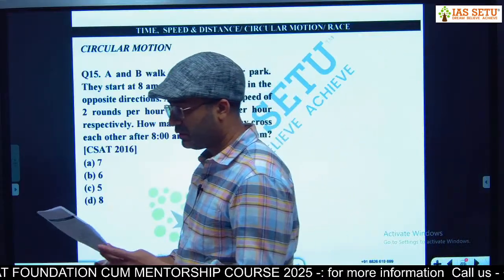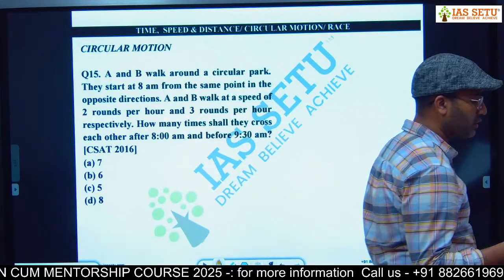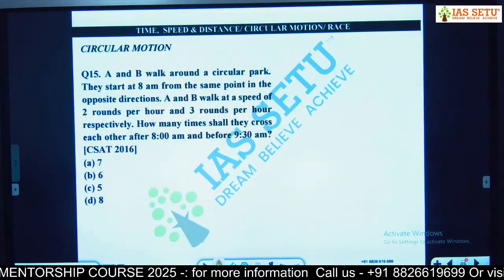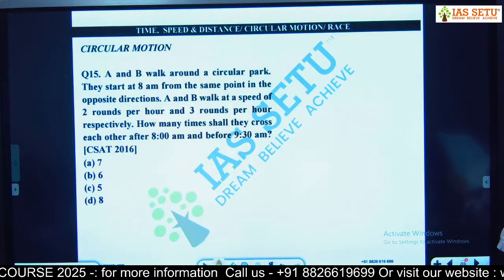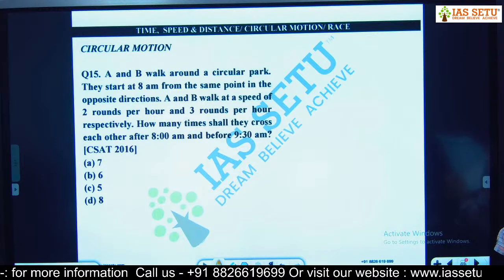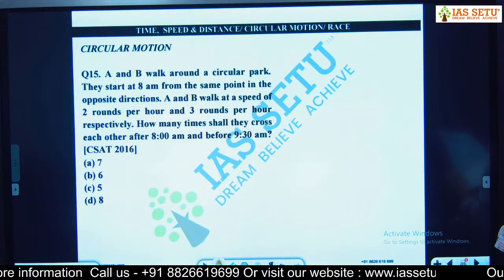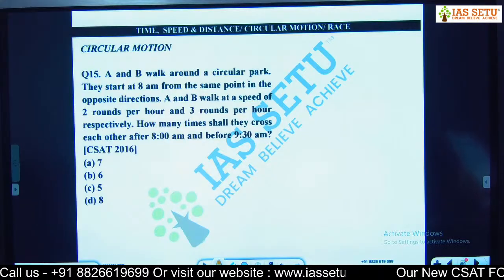Question number 15. A and B walk around a circular path. They start at 8 a.m. from the same point in opposite directions. A and B walk at a speed of 2 rounds per hour, 3 rounds per hour respectively. How many times shall they cross each other after 8 a.m. and before 9:30 a.m.?